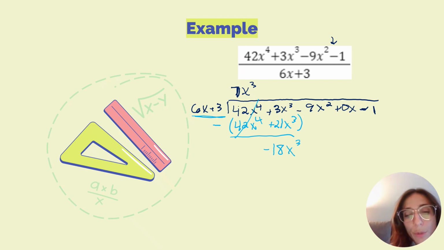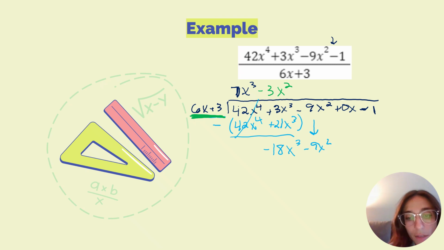Once I do that, I'm going to bring down my next term, which is minus 9x squared, and I'm going to go again. All right, so we're coming back to the 6x plus 3. What times 6x will give me a negative 18x cubed? So let's start with numbers. 6 times what gives me negative 18? Well, that's going to be negative 3. All right. X times what gives me x cubed? Well, that's going to be x squared. So I'm going to multiply this entire thing by negative 3x squared.